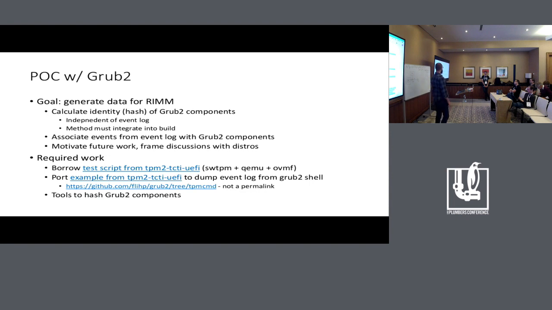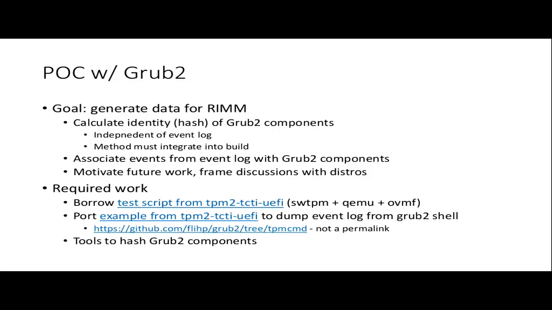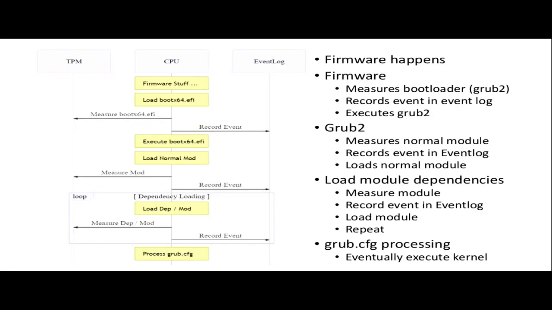I also ported a bunch of example code from this UEFI stuff, so that in the Grub shell I could just dump the event log and capture it nice and easy. This is in a branch that I've got up on GitHub now. It's very, very simple. It's incomplete, but if there is any interest in moving tools like this into Grub, I'm definitely open to the possibility. And of course, we've got to be able to calculate the identity, aka a hash, of these components.